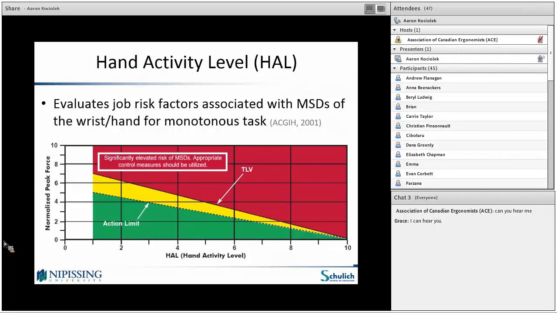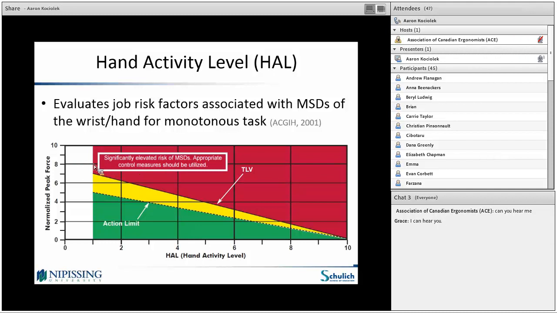In terms of normalized peak force, you've already looked at the intensity of exertion in the strain index, and the hand activity level you can get based on the duty cycle and the frequency of the task. So you've already collected all the information you need, if you're doing a strain index, to also use this tool. And if you get a value that is above this threshold limit value line, this would represent a significantly elevated risk for MSDs.